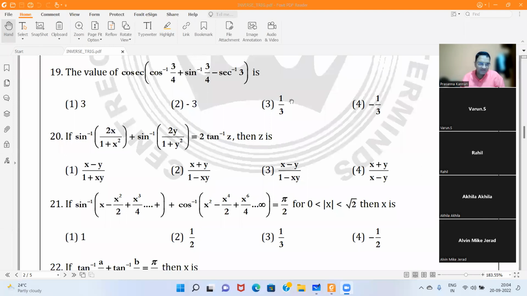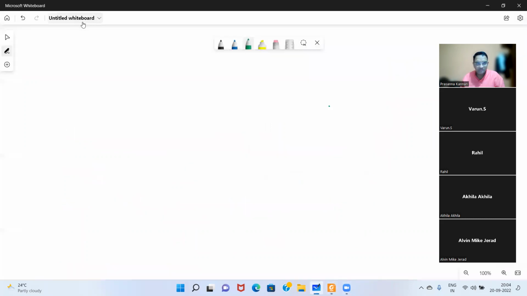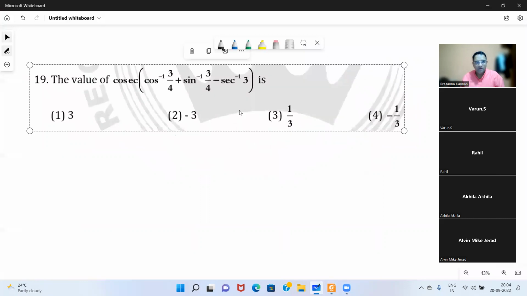Fine, students. Now we will start from question number 19. What is going to be the value of cosecant of cos inverse 3 by 4 plus sin inverse 3 by 4 minus secant inverse 3?